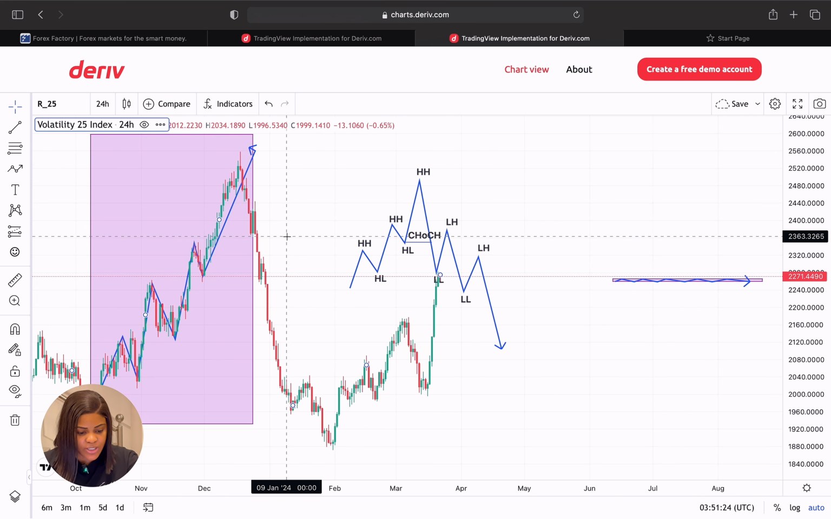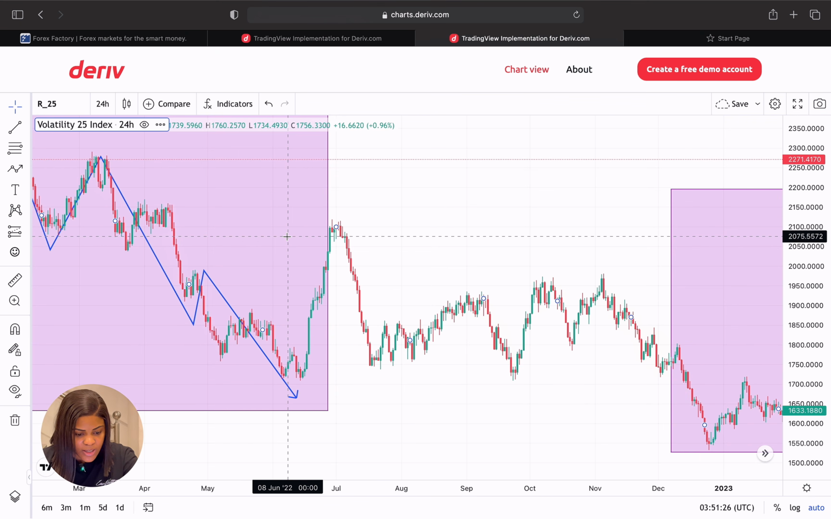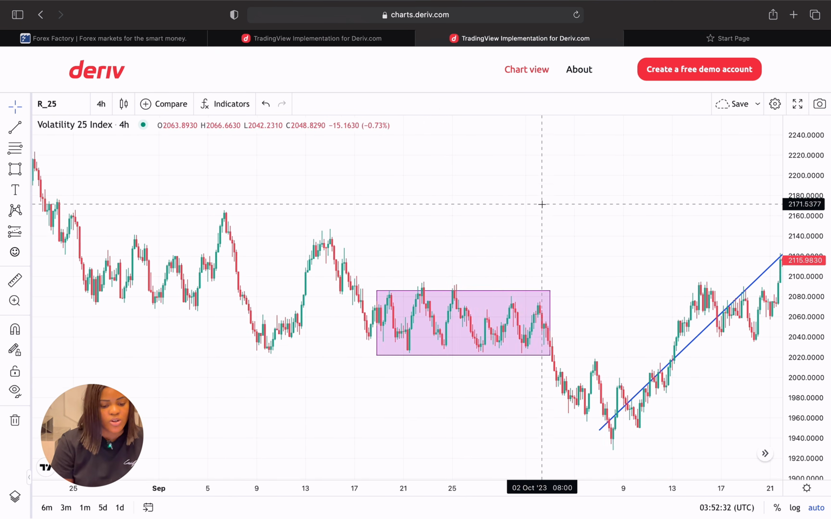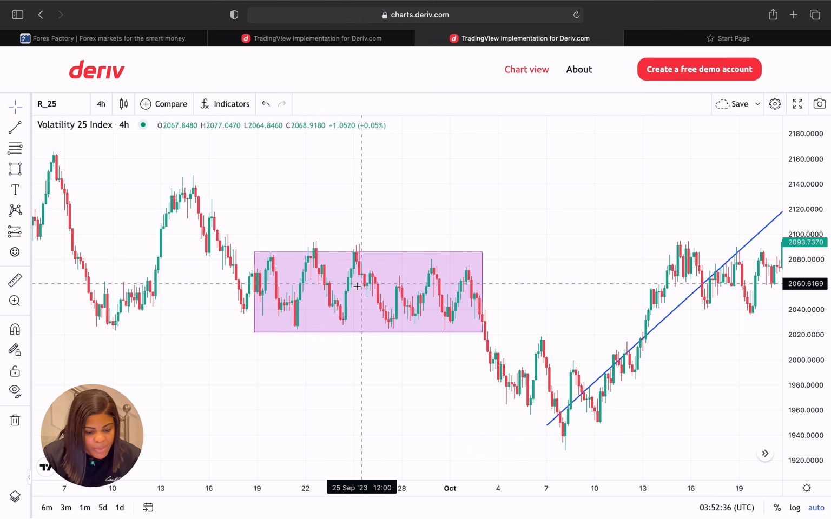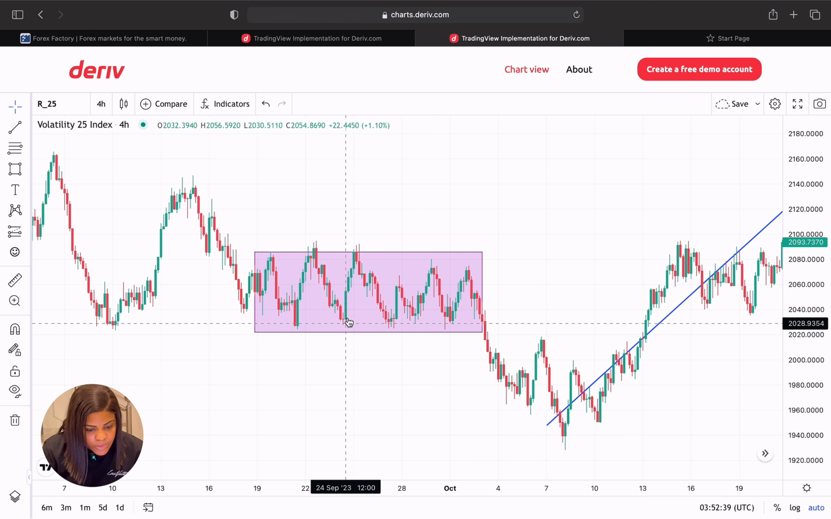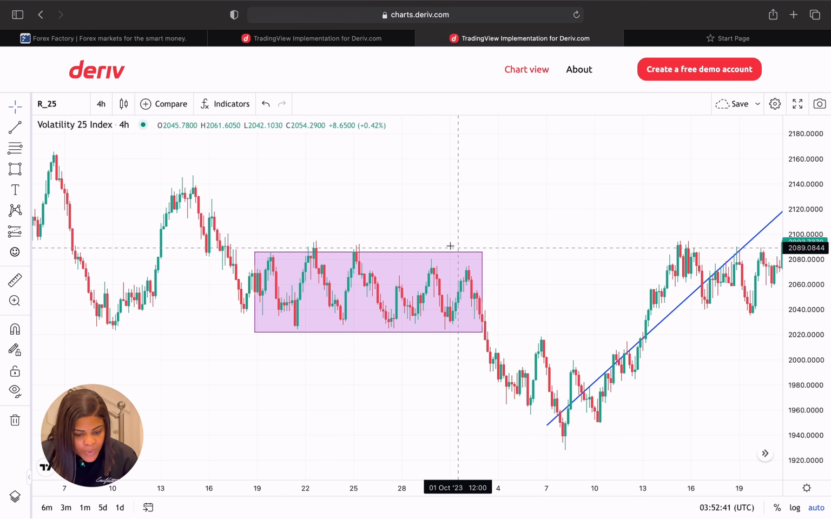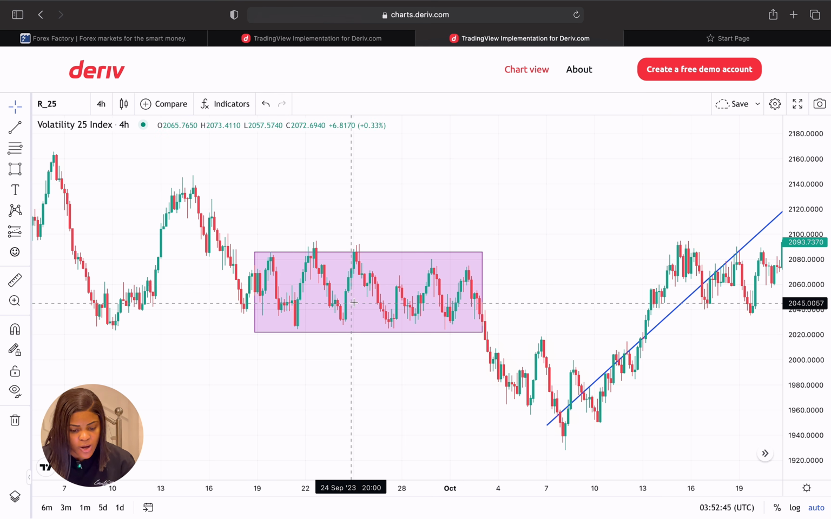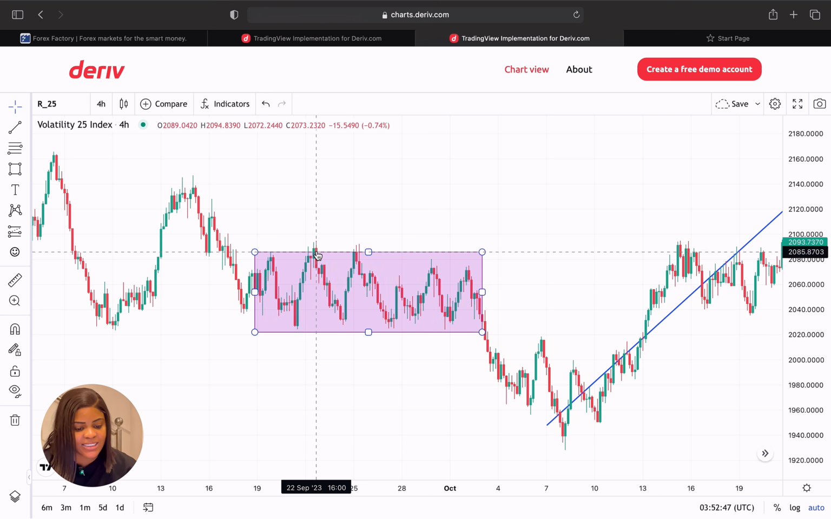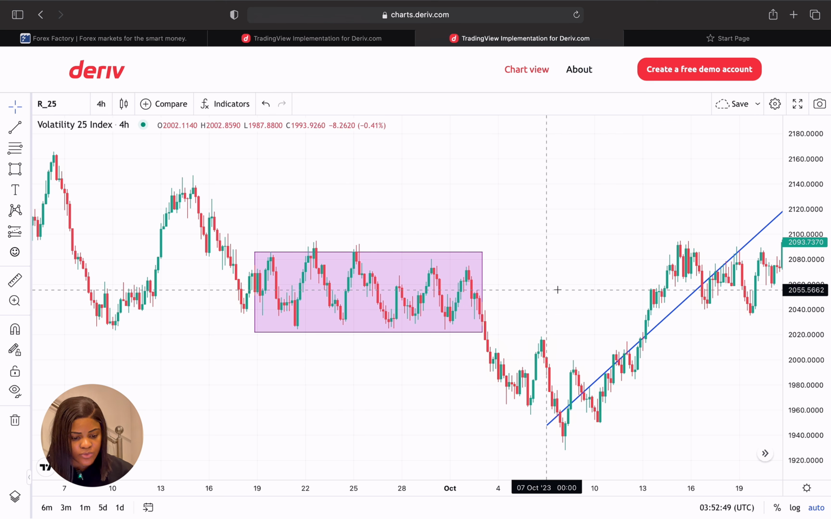Now let's go to our live chart to spot a ranging market. So look at this. This is a ranging market. You can obviously see that the market is going up, down, up, down, up, down in a confined area. So in this case, what do you look out for? You look out for buying and selling opportunities, right?